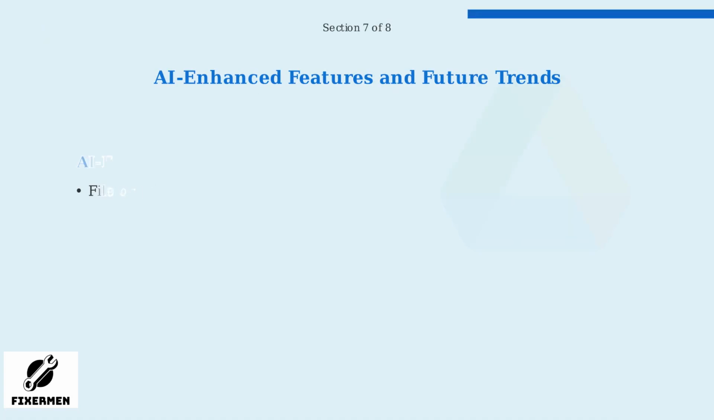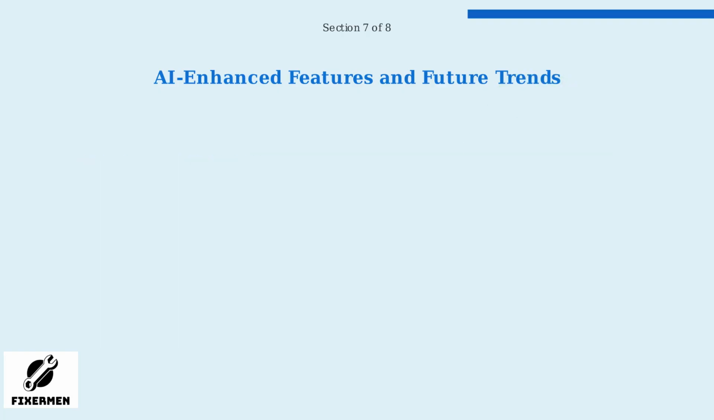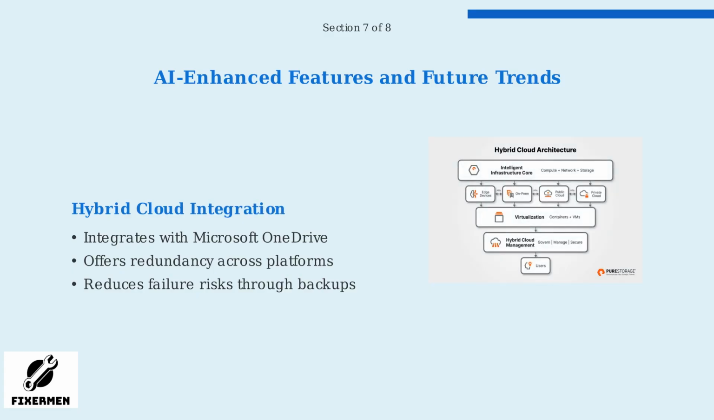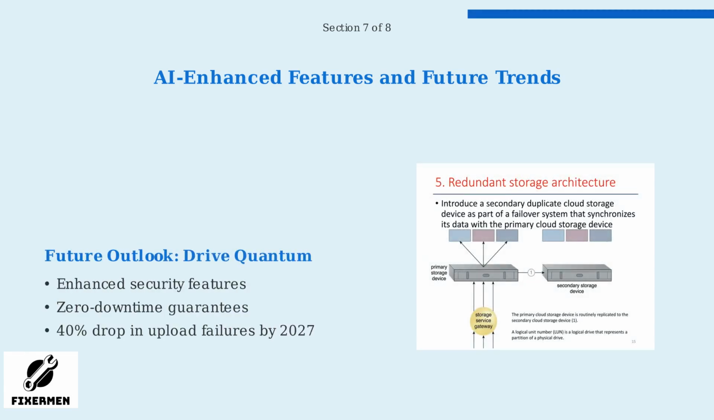Google Drive increasingly uses AI to enhance reliability. As of 2026, many users benefit from AI features for file organization, indirectly improving upload success by predicting and preventing common errors. Hybrid cloud setups integrate with services like Microsoft OneDrive, offering redundancy that reduces failure risks through seamless uploads across platforms. Looking ahead, Google plans to release Drive Quantum with enhanced security and zero downtime guarantees, aiming for a 40% drop in upload failures by 2027 through predictive analytics.